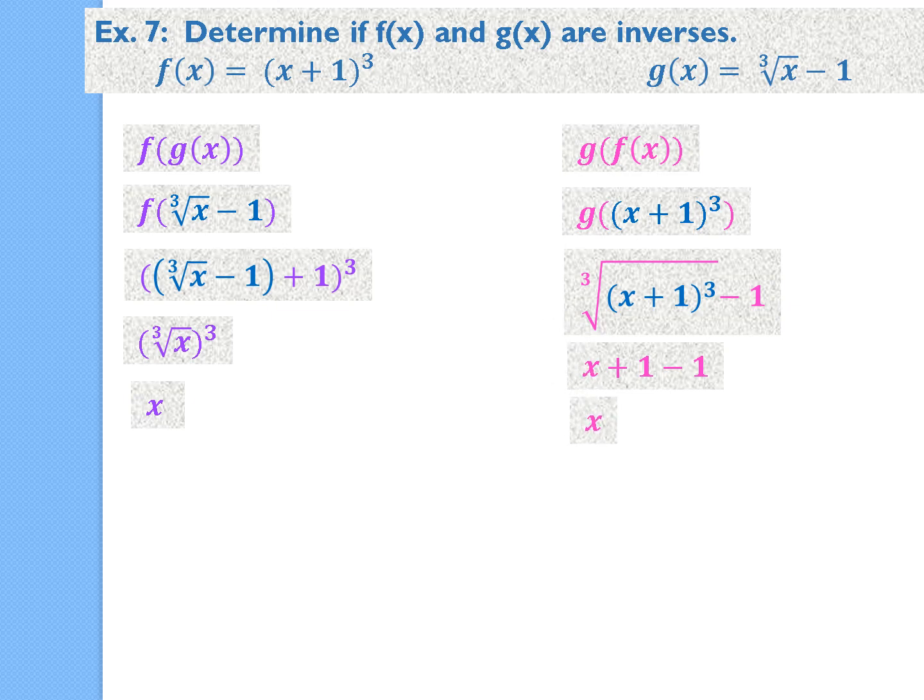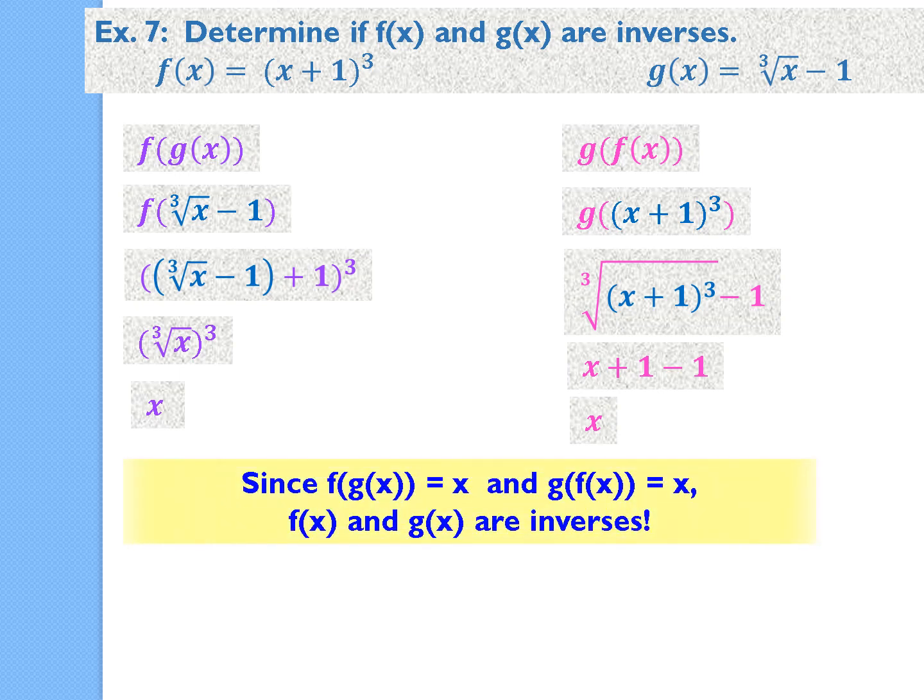Since they both equal x, I am allowed to say that f of x and g of x are inverses. Now they both have to equal x. If they don't, then you can't say they're inverses. But since these both equal x, we're good. They are inverses.